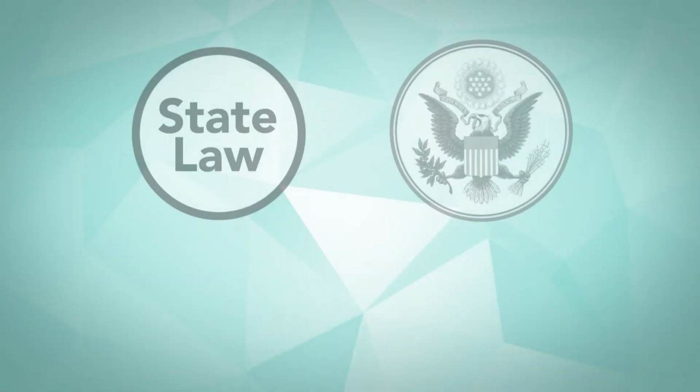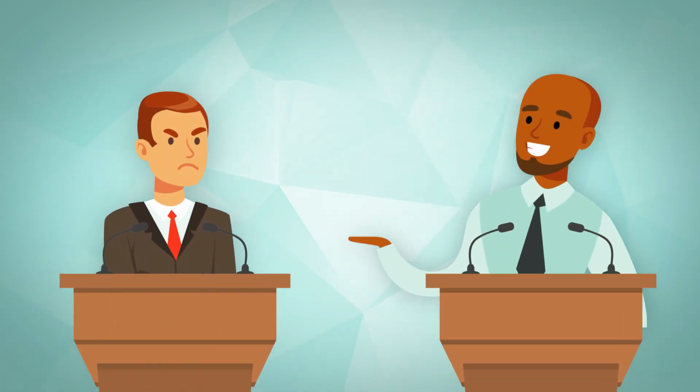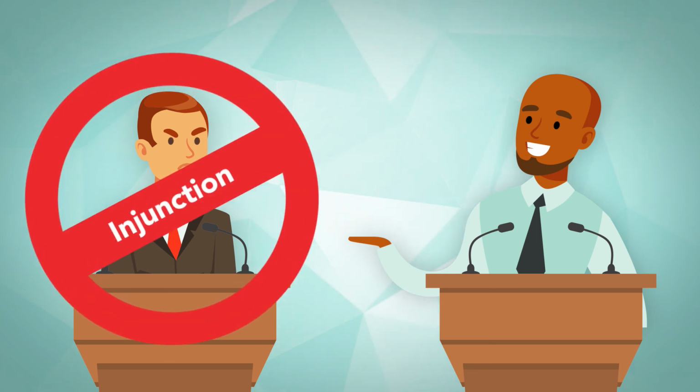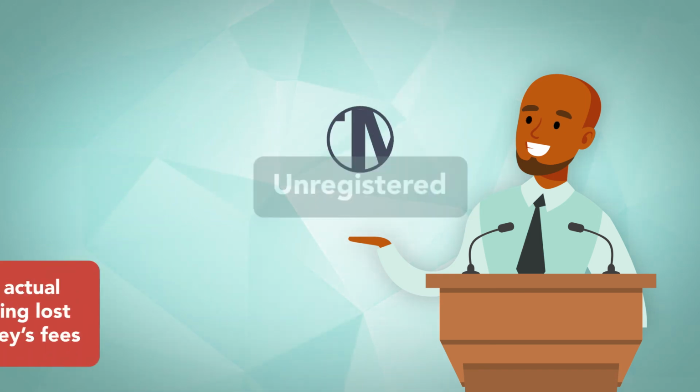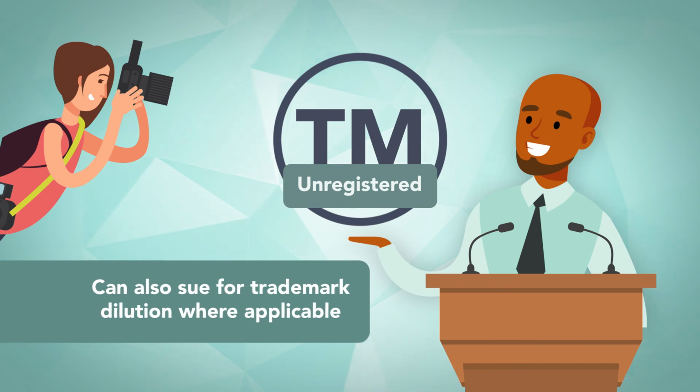Under both federal and state law, a trademark owner is entitled to sue for infringement of an unregistered mark. If successful, the owner can obtain an injunction against the infringing use. In addition, owners of unregistered marks cannot obtain actual damages, including lost profits or attorney's fees. The owner of a famous unregistered mark can also sue for trademark dilution where applicable.